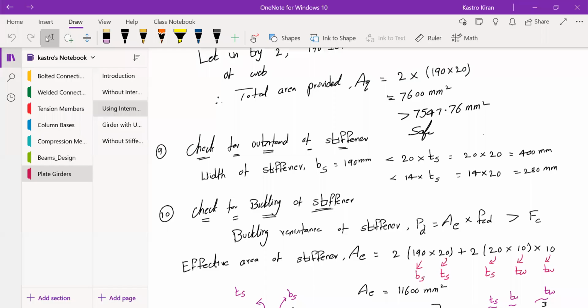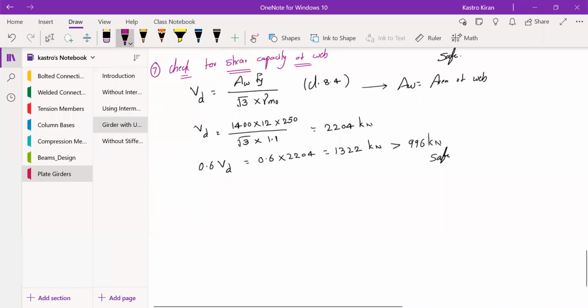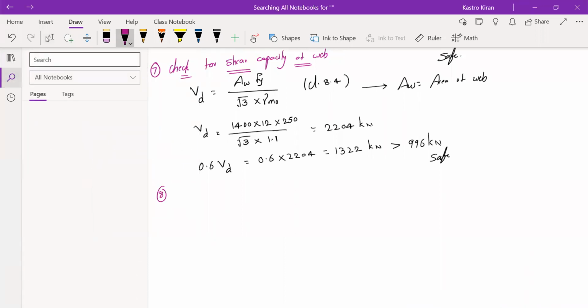The next step, which is the 8th step, is to check for shear buckling of web. In order to find the shear buckling of web, you have two methods. The first method is the simple post critical method, and the second method is the tension field coefficient method, or tension field method. These are the two methods you have.